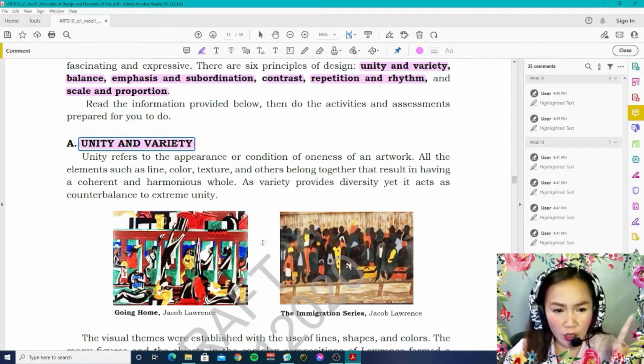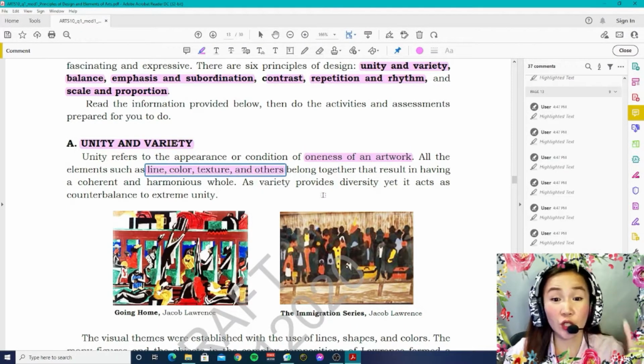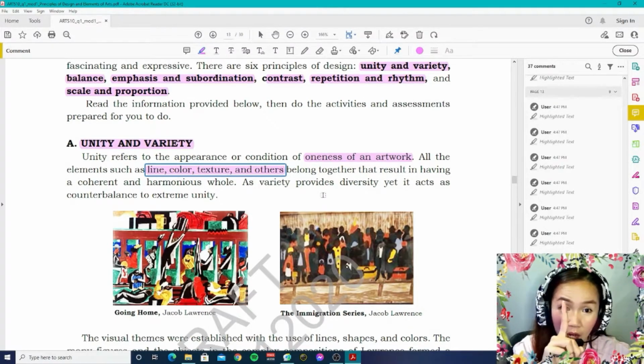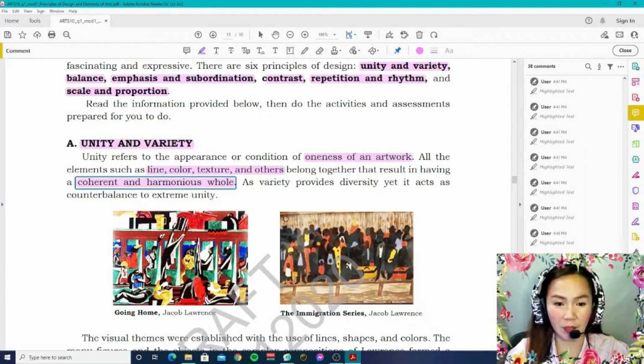Now, unity refers to the appearance or condition of oneness of an artwork. Pagkakaisa o pagiging isa, okay, ng isang artwork. All the elements such as line, color, texture, and others belong together that result in having one coherent and harmonious whole. Okay? Pag pinagsama mo daw, kahit maraming elements of art, magre-result siya sa iisang harmonious na painting.